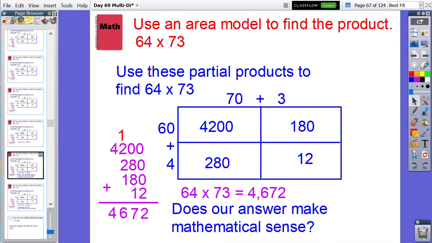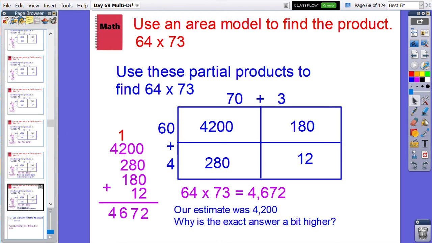It's pretty close, right? It makes mathematical sense. Our estimate was 4,200. And our answer is 4,672. So it's a bit higher, but why? Why is that? Does it make sense?